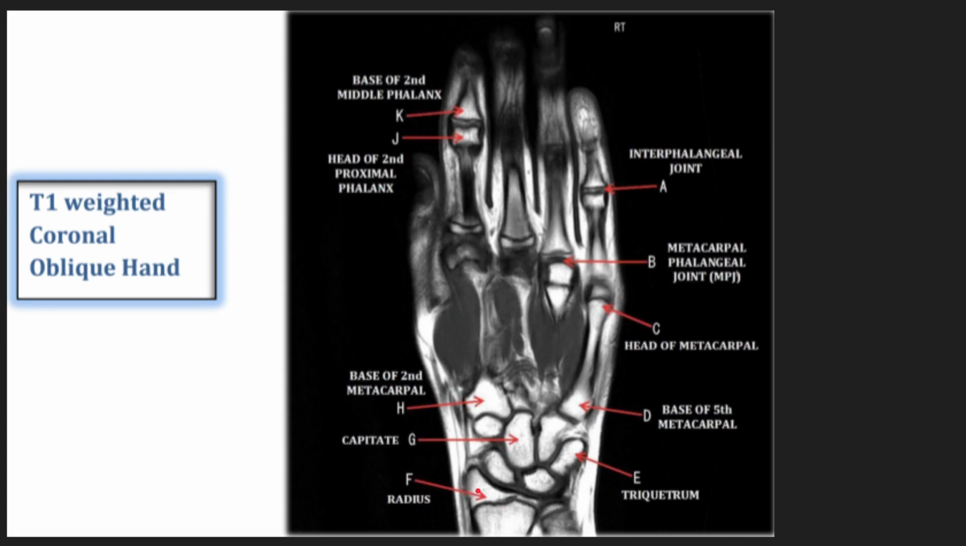So we have radius here, triquetrum, capitate, base of the second, base of the fifth, head of the metacarpal, metacarpophalangeal joint, interphalangeal joint, base of the second middle, head of the second proximal.